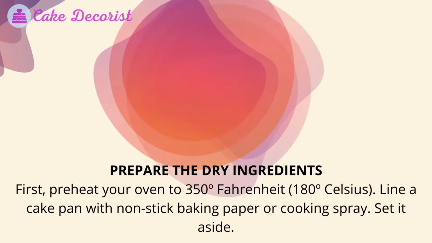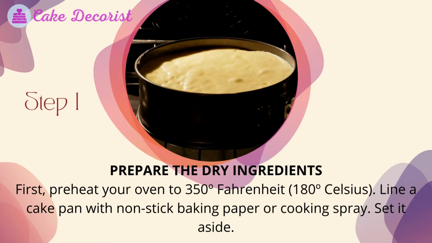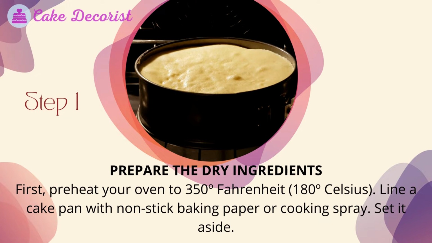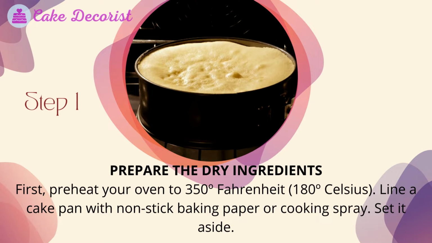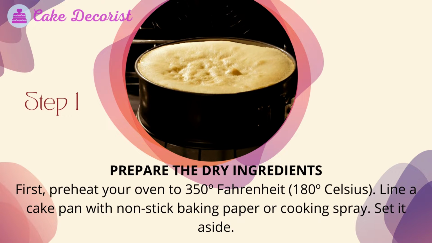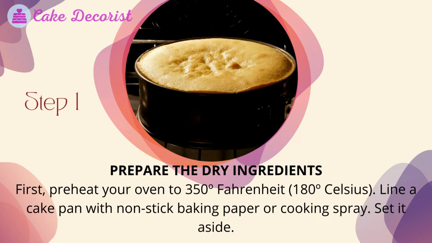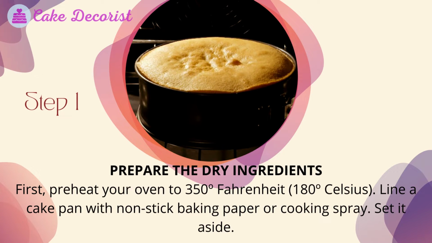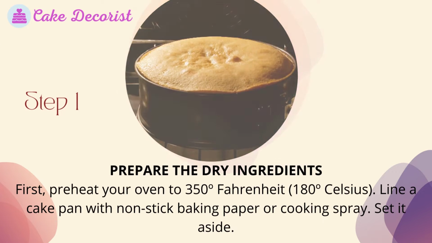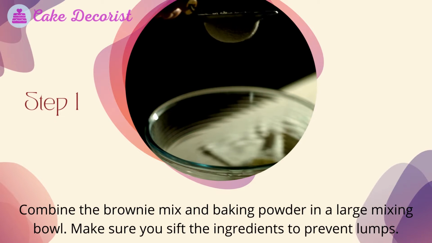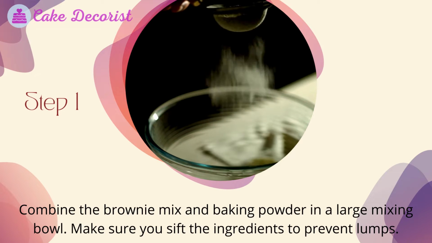Step by step. Step 1. Prepare the dry ingredients. First, preheat your oven to 350 degrees Fahrenheit, 180 degrees Celsius. Line a cake pan with non-stick baking paper or cooking spray. Set it aside. Combine the brownie mix and baking powder in a large mixing bowl. Make sure you sift the ingredients to prevent lumps.